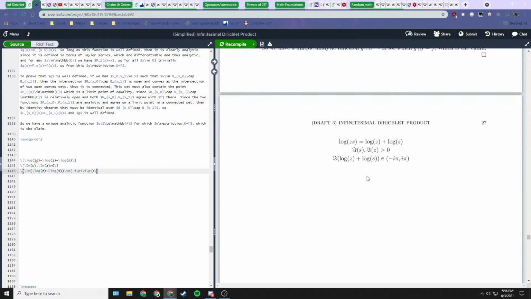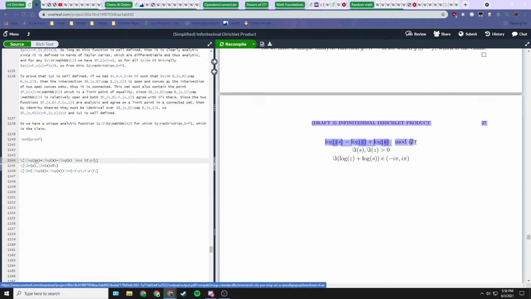Yeah, it's interesting. It's strange, because you only get this equality mod I2 pi. You only get this equality mod I2 pi. But if you can guarantee that this right hand side is in the range, then you don't need to subtract these I2 pi's, and you just don't have the mod part. So long as it's actually in there.